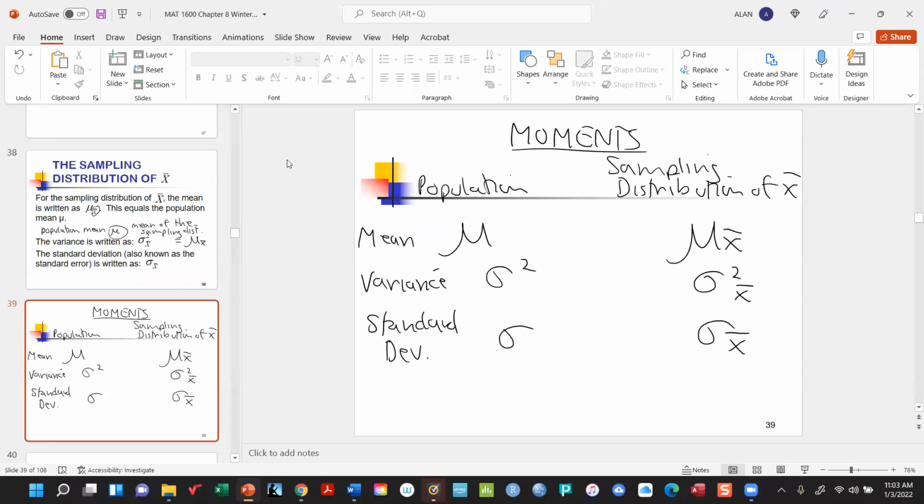Now, the next thing we have to do though is see what the formulas are for calculating these measures on the right. These we need a formula to calculate. And they'll be based on the population, but they could be different. Well, the first one is easy. It couldn't be any easier.